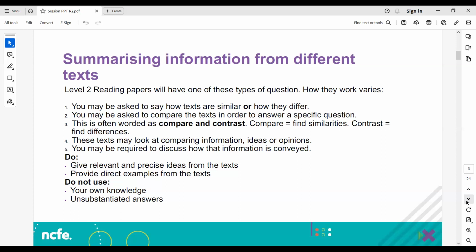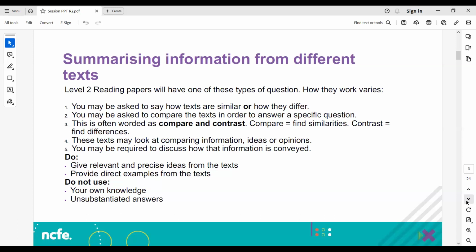So when you look at your level 2 reading papers, it's going to have one of these types of question, but there are various ways they work. So the wording of the question is important. So you might be asked to say how texts are similar or how they differ. You might be asked to compare the texts in order to answer a specific question. So using evidence in the different texts in order to decide on an answer to the question.